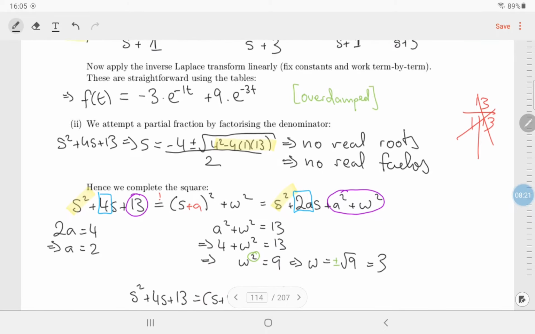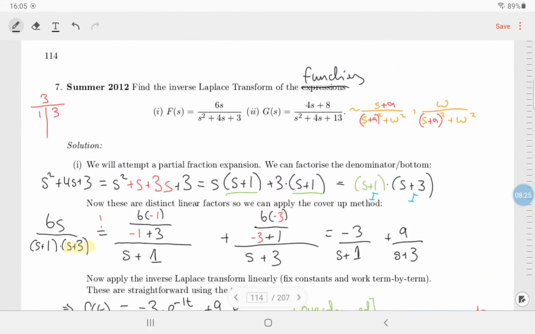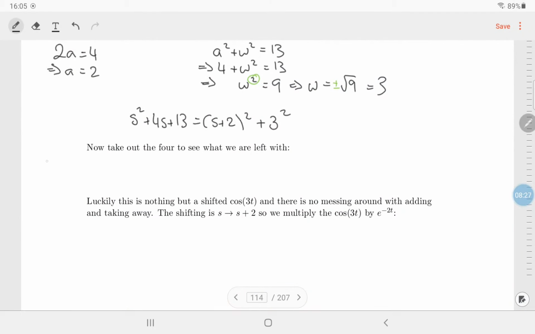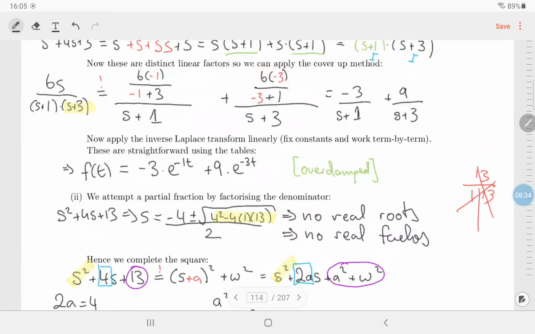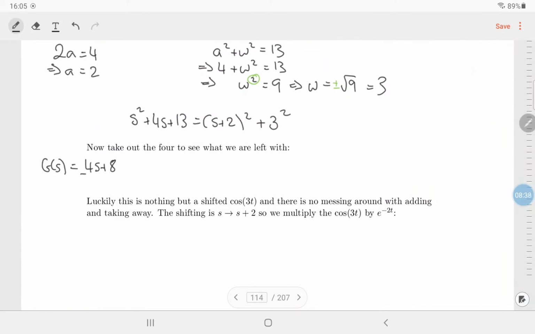So let's write out our function again. What's on top? 4s plus 8. This is called big G. So G of s is equal to 4s plus 8. Is that what it was? 4s plus 8, yeah. Divided by s squared plus 4s plus 13, but we completed the square on that to get s plus 2 squared plus 3 squared.